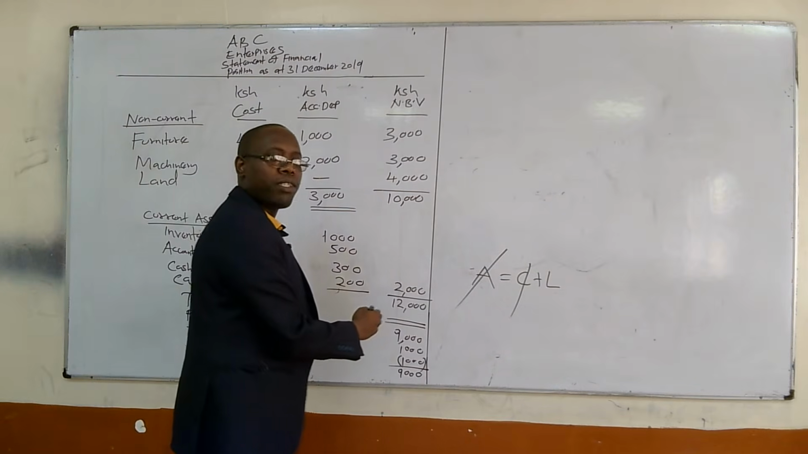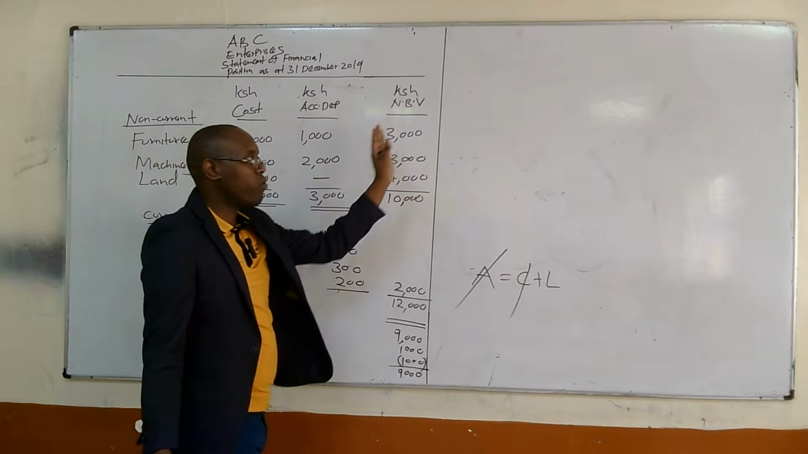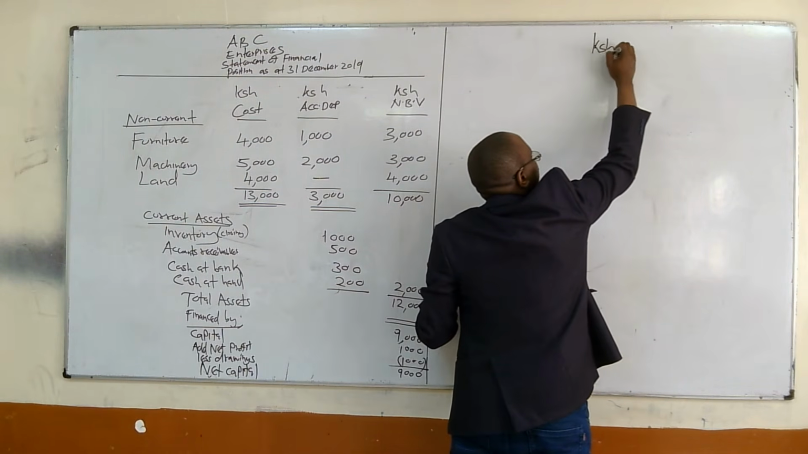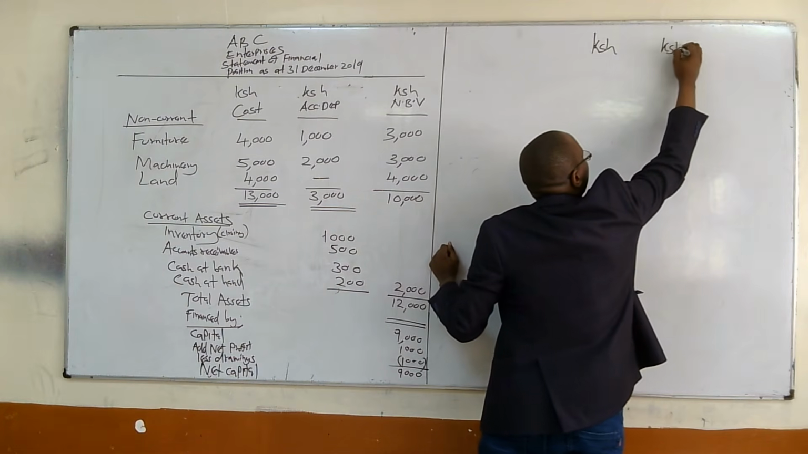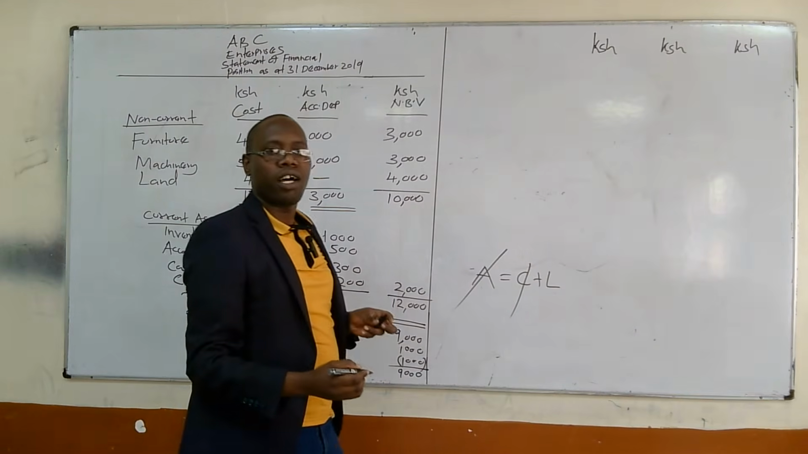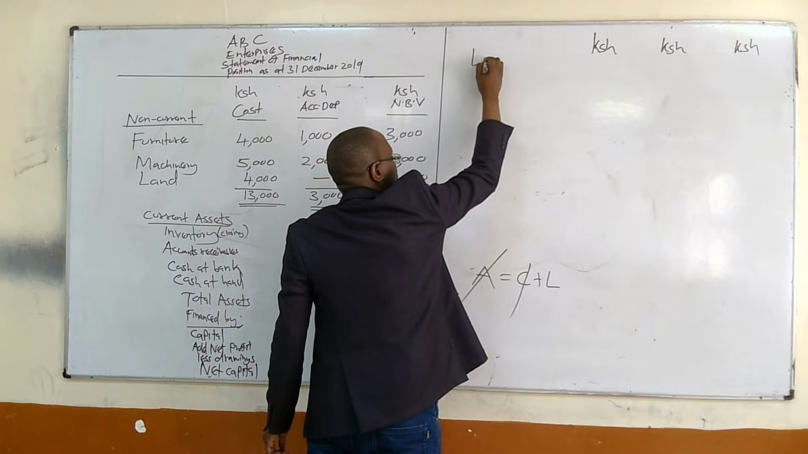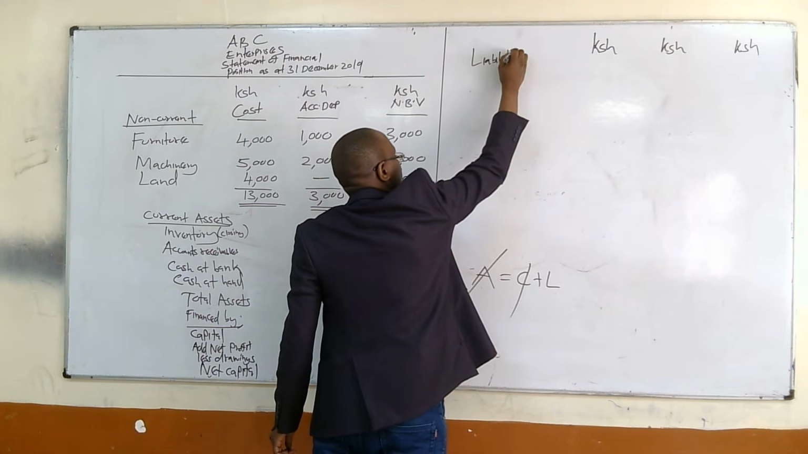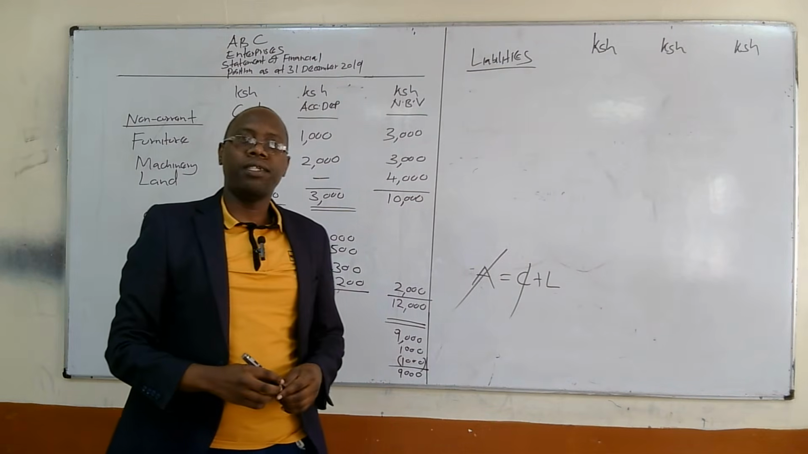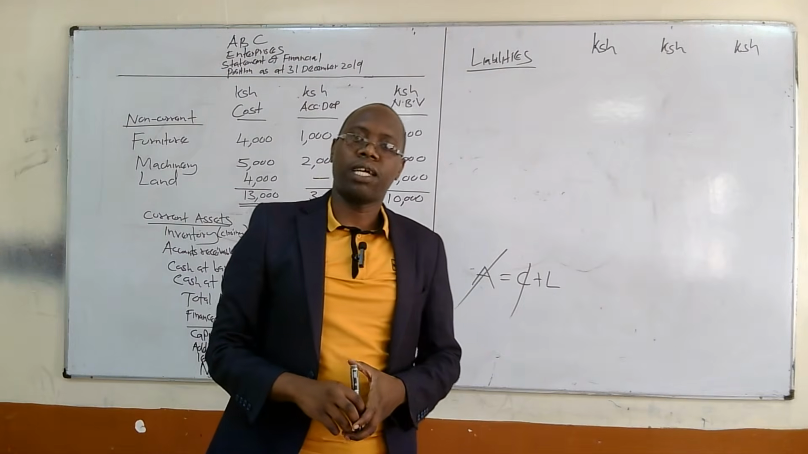Because of the space here, you can see that I do not have enough space, so I will go to the other part, the second part of the whiteboard. It's just a continuation. And in this continuation, we are going to have liabilities. We can combine both the non-current liabilities and the current liabilities.